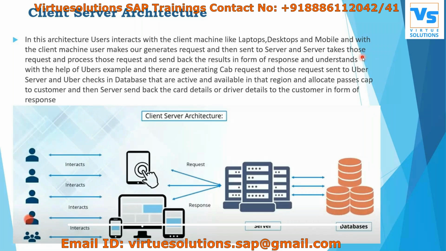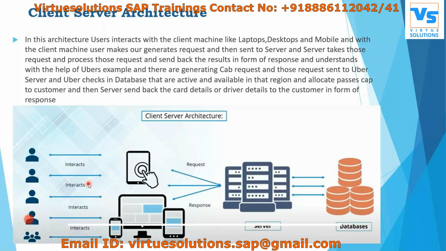Okay, so now let us take that these are the end users, and they're generating a cab request through mobile, desktop, tablet, or whatever it may be. Then it will send the request. Then the server will be there, and afterwards it will go to the database and send the response back. So this is how Uber is handling it, right? This is called client-server architecture.